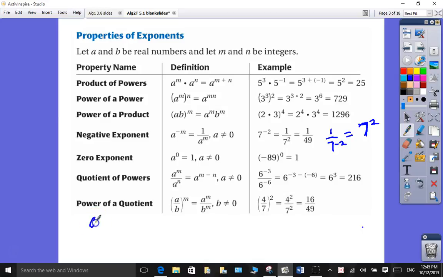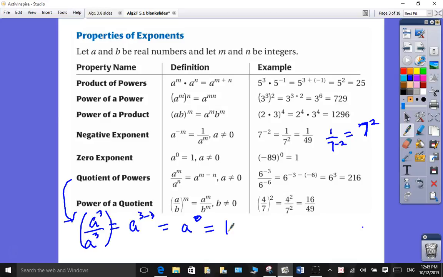What if I have a to the third divided by a to the third? Well, by the quotient property, that's a to the 3 minus 3, which is a to the 0. But what is anything divided by itself? 1, right? So that's why anything to the 0 equals 1. Not a to the 1, it's the number 1. So those are all the properties.